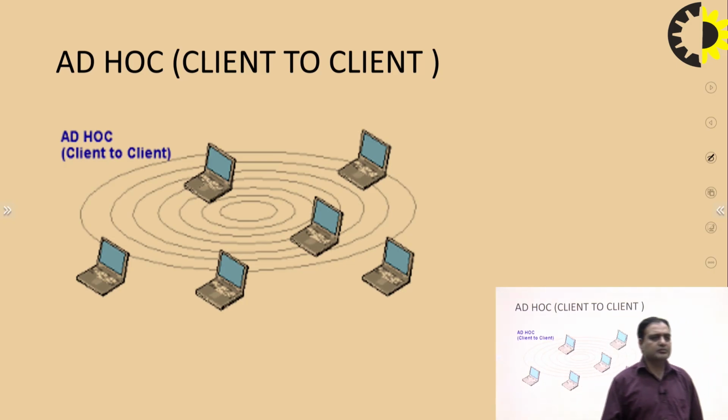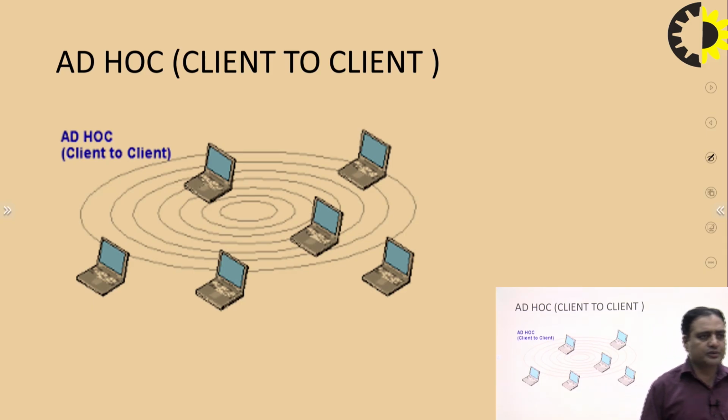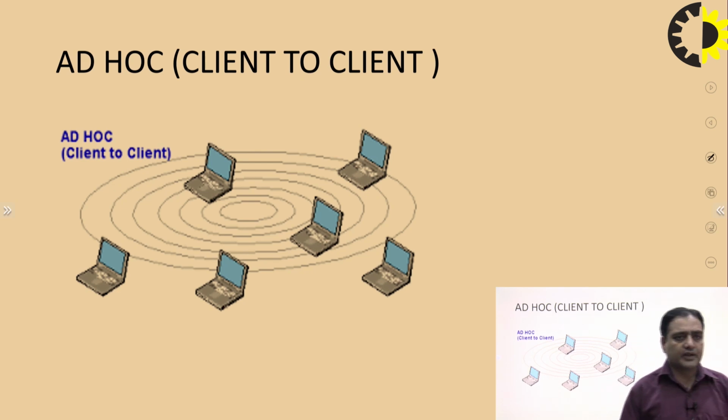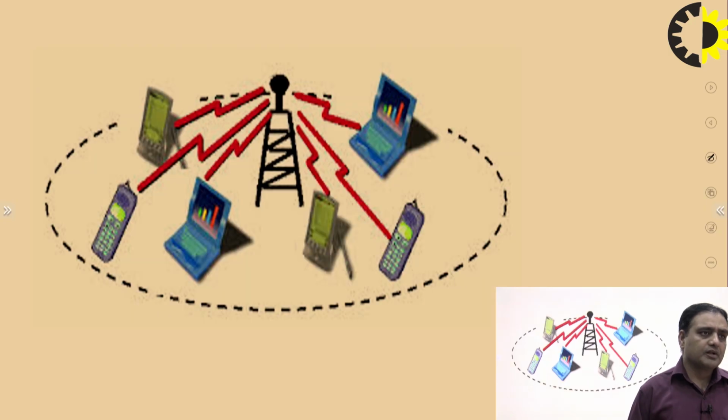In this diagram you have seen six laptops or desktops, but the system may be a desktop, a laptop, a cell phone, a speaker, a printer, or a smart TV, whatever else. The systems are connected via Bluetooth to transfer particular files via Bluetooth.